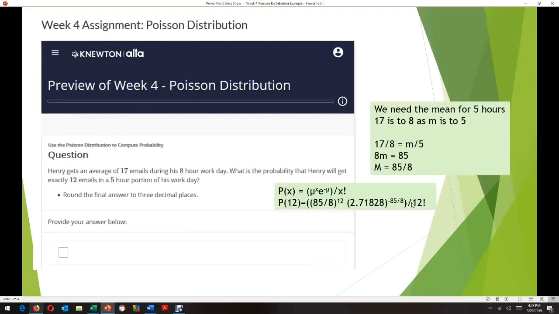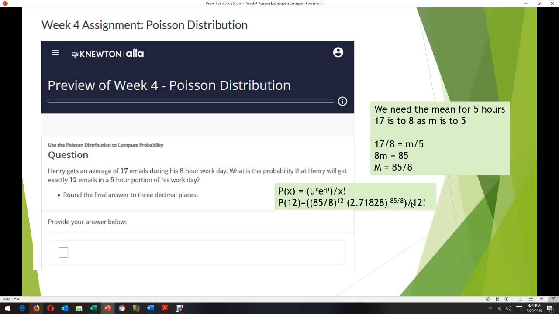So the problem we're looking at here is Henry gets an average of 17 emails during his 8-hour workday. What's the probability that he will get exactly 12 in just a 5-hour portion of his workday? All right, now, the first thing we have to recognize here is that mu is not going to be 17 because that's only for an 8-hour workday. So we need to figure out what mu is for a 5-hour workday. And we're going to set up a proportion.